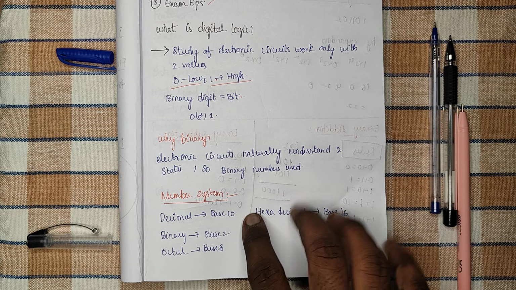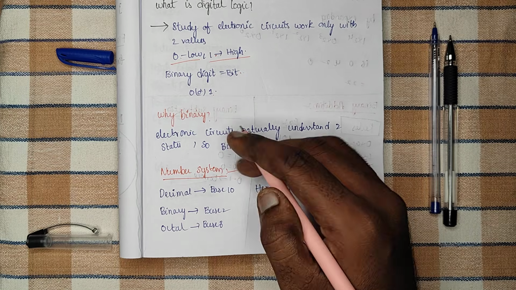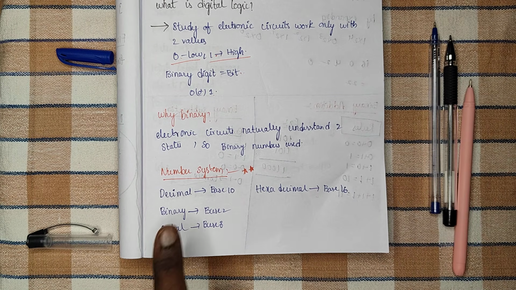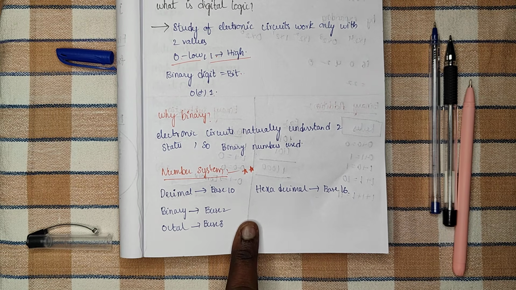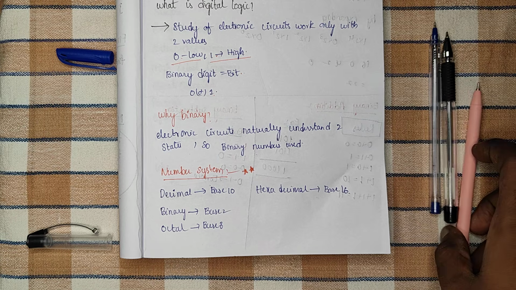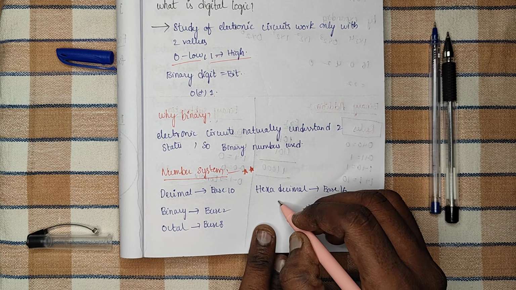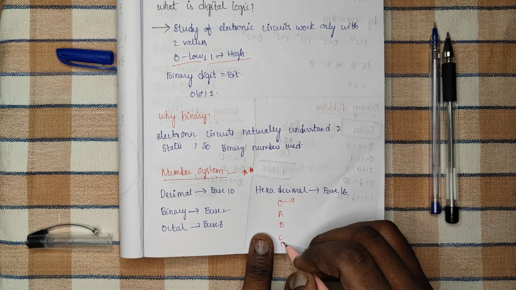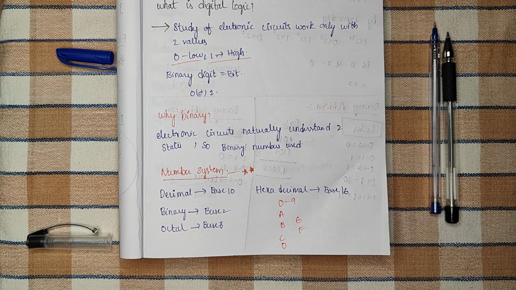Now the number system, which is one of the most important topics and one of the most scoring concepts in this DLD. Decimal is base 10, binary is base 2, octal is base 8, and hexadecimal is base 16. Decimal uses 0 to 9, 10 digits. Binary uses only 0 and 1. Octal uses 0 to 7. Hexadecimal, this is important, base 16, uses 0 to 9, A, B, C, D, E, F.